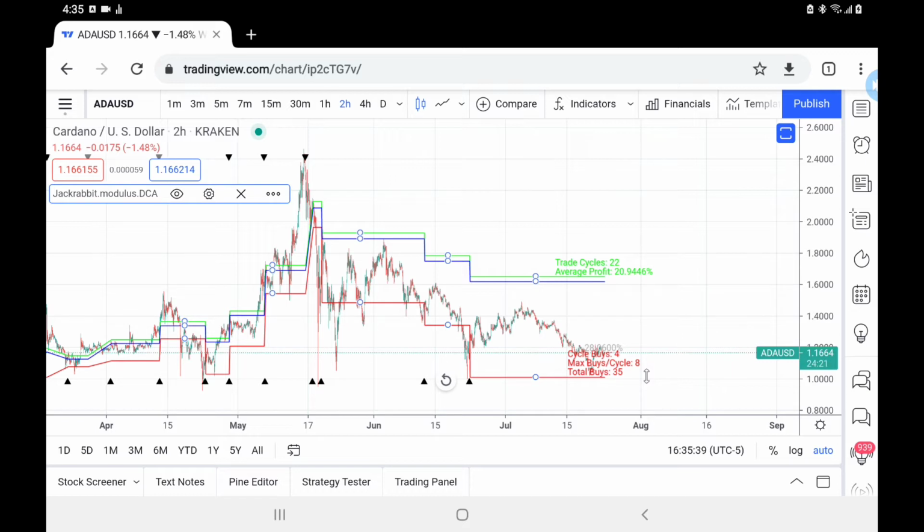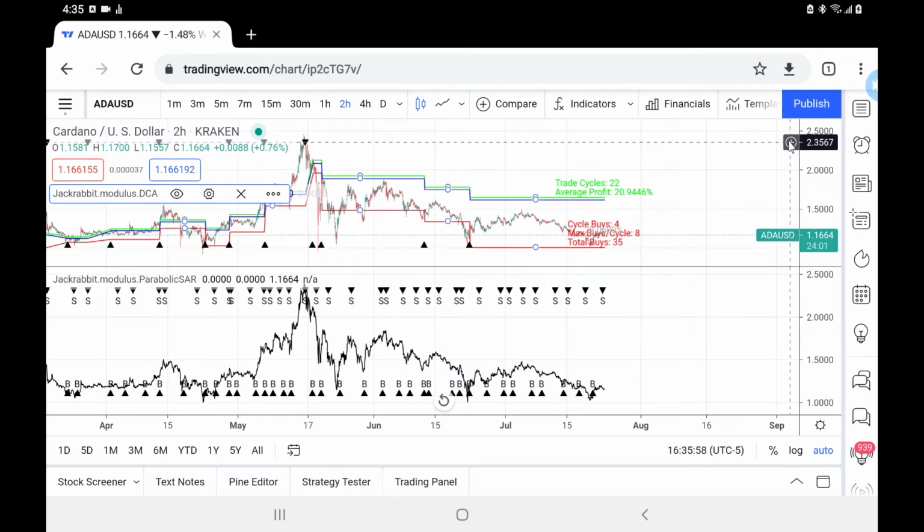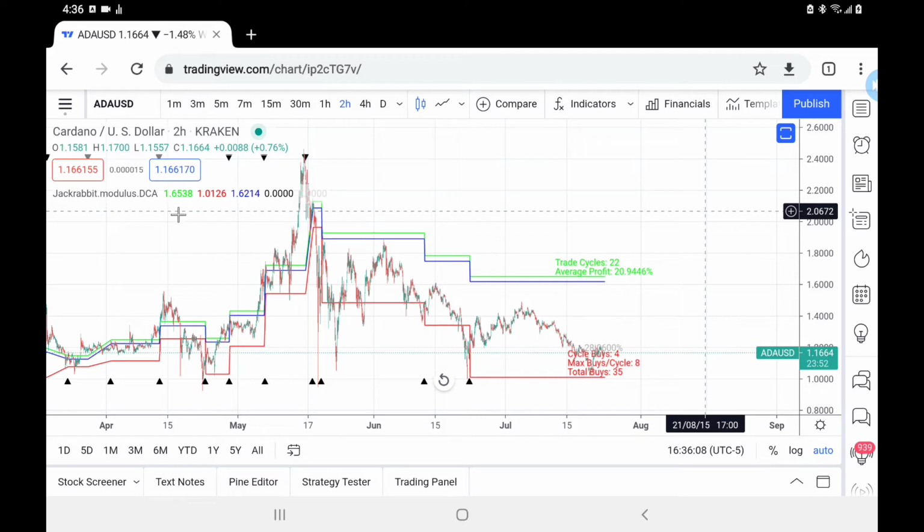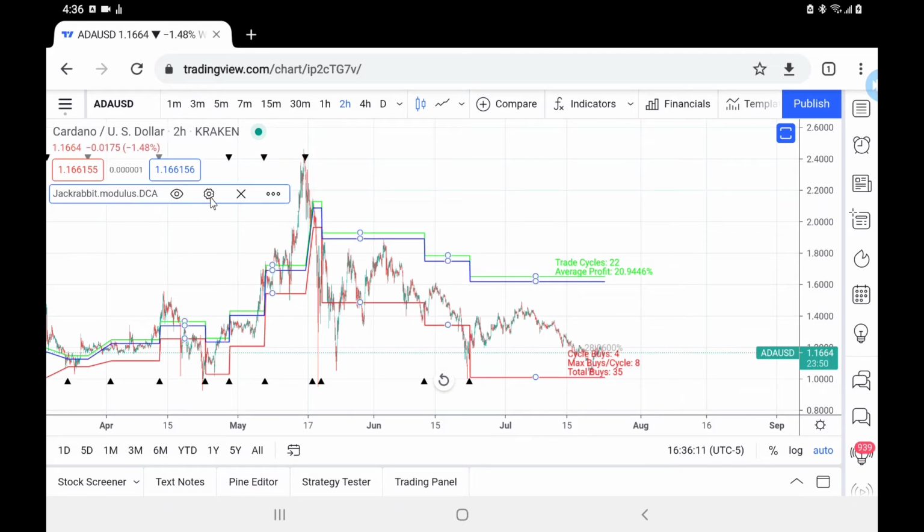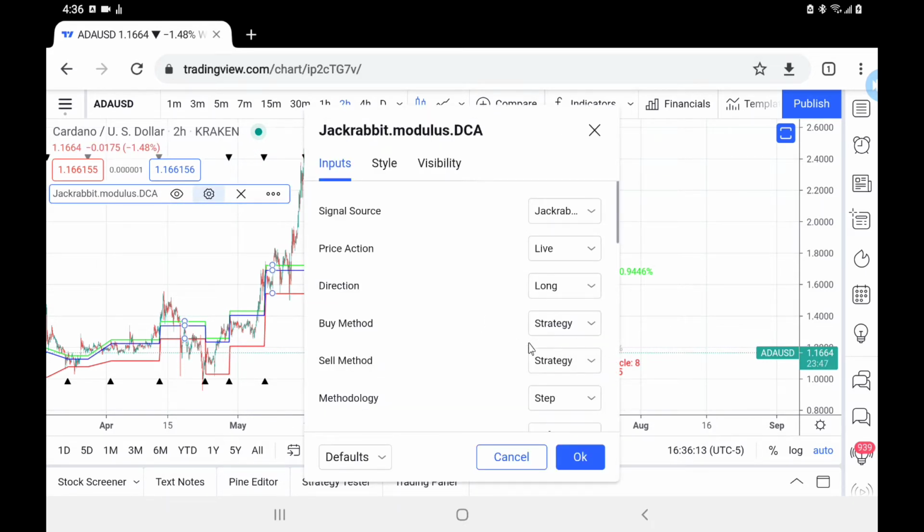Now, the big problem the DCA module has is it can become channel locked. As you see from July all the way up through here, this is one big channel. But you've noticed for the same period, there are plenty of purchases. So that's where this next special feature comes in.